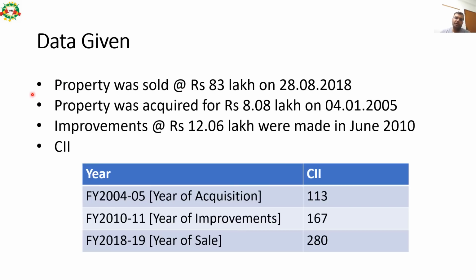Data given in the question: the property was sold on 28 August 2018 at the cost of 83 lakh rupees. The property was acquired on 4 January 2005 at a cost of 8.08 lakhs, and improvements were done in June 2010 at a cost of 12.06 lakhs. CII is given in the question.